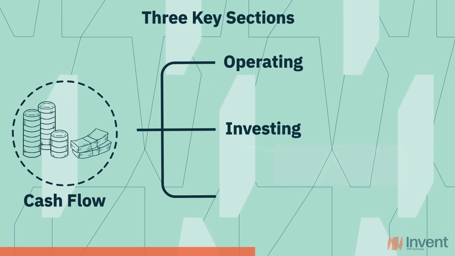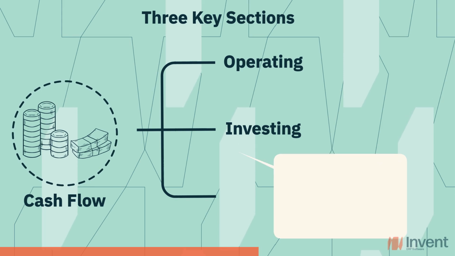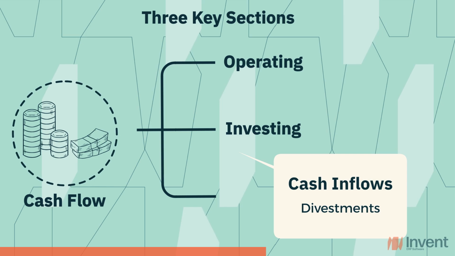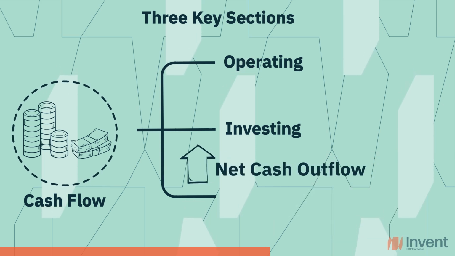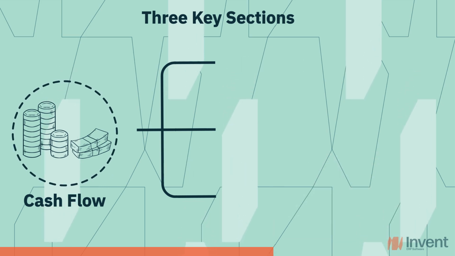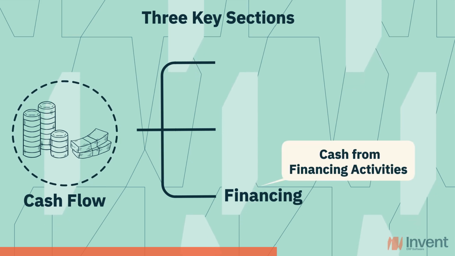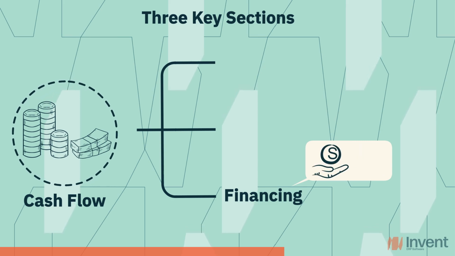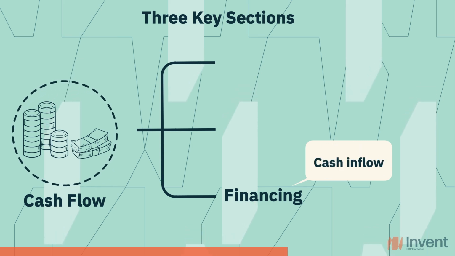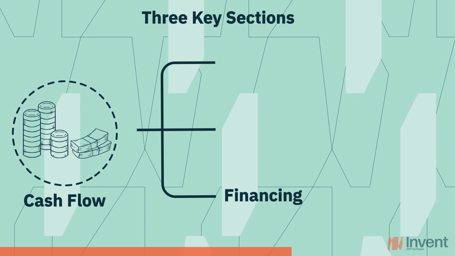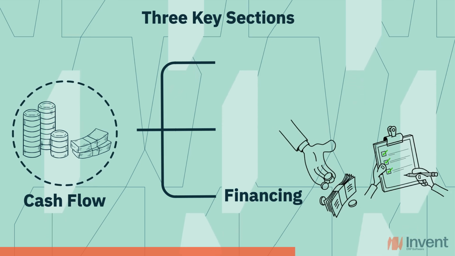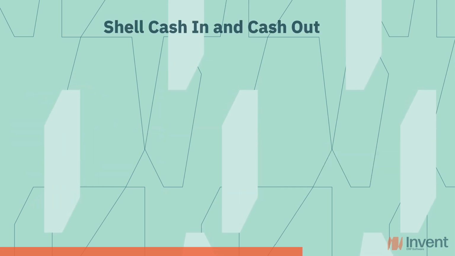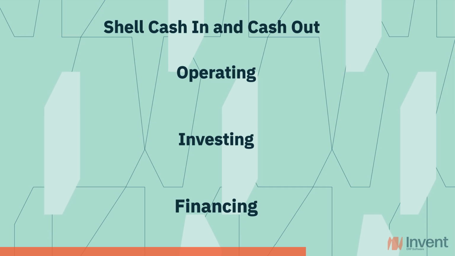The second section, often called cash from investing activities, records cash outflows for capital expenditures and acquisitions, and cash inflows from divestments. This section typically results in a net cash outflow for most companies. The third section, known as cash from financing activities, can show either a net inflow or a net outflow. If a company needs funding and takes on new debt, it results in a cash inflow. However, if the company has excess cash and no plans to reinvest it, it may pay dividends to shareholders, creating a cash outflow. Let's break down Shell's operating, investing, and financing activities.